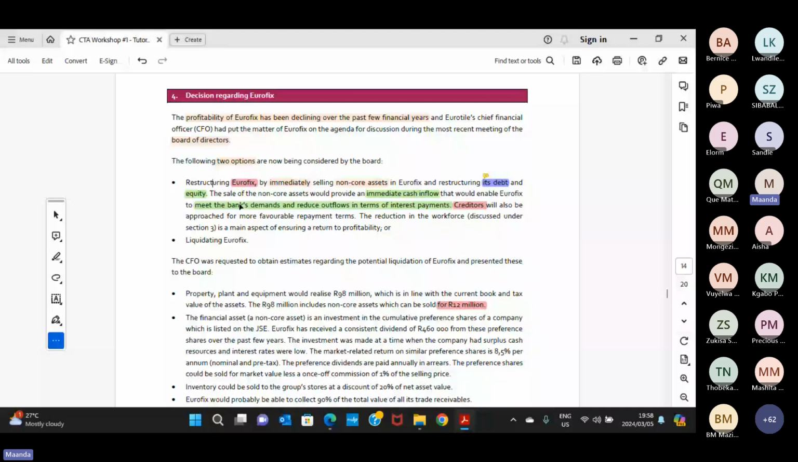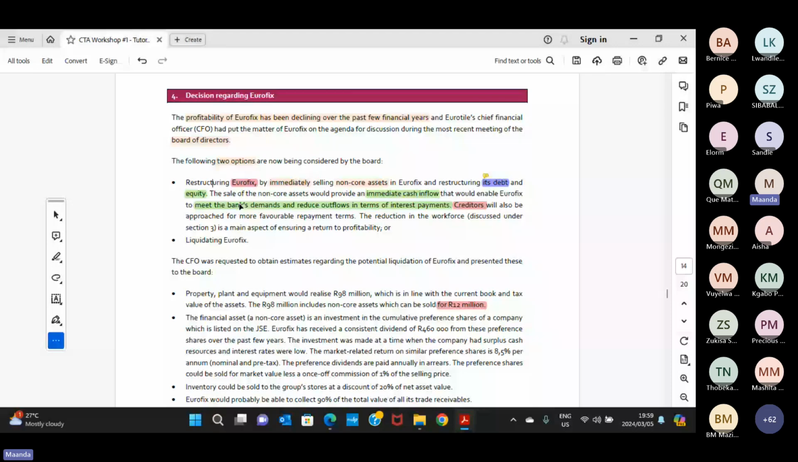Because now you are selling off some of the assets. Now we have an issue as a company, and then you want to restructure. So how is that going to affect the morale and the ability for us to retain the employees that are here? So that's something that you can also touch on.